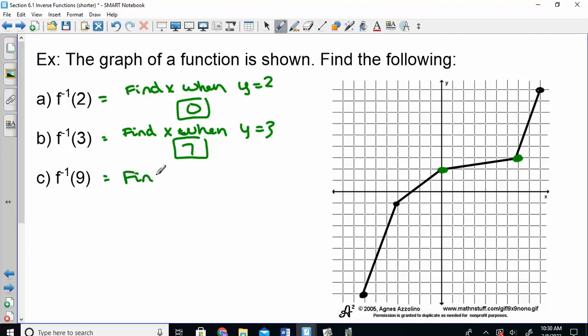So f inverse of 9 means find x when your y is 9. So we're looking right here, so that is 9. So just reading the graph backwards.